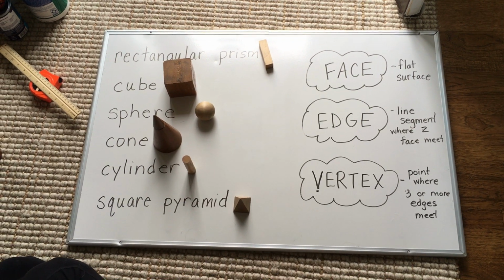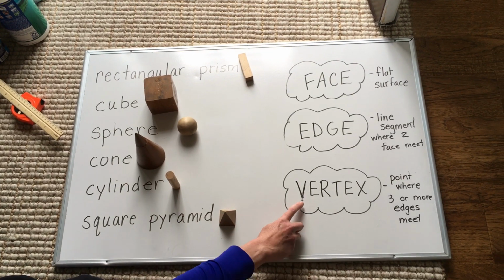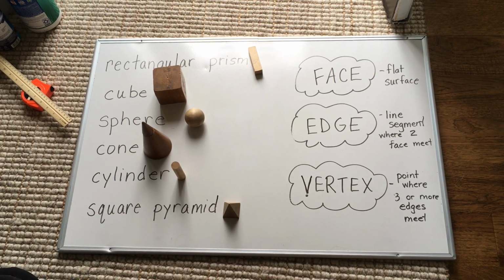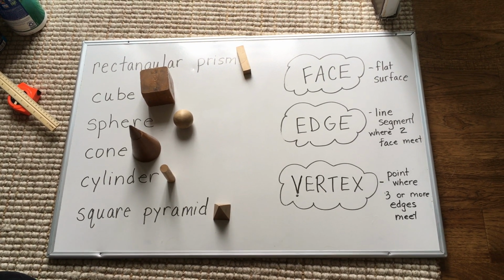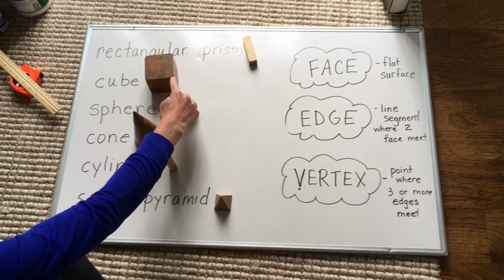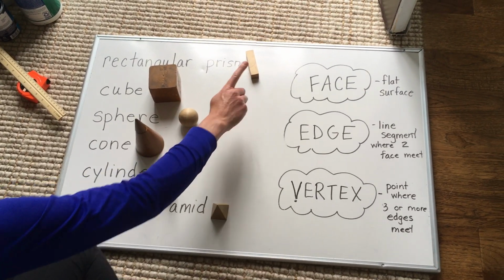Okay, so then what is a vertex? A vertex, remember that bottom of the V is that point? A vertex is the point or the corner of where edges meet. So right here would be a vertex, right? Right here would be a vertex.